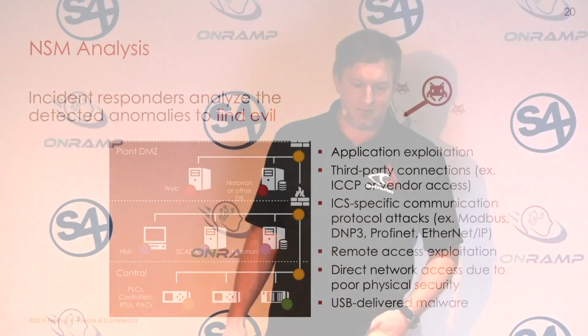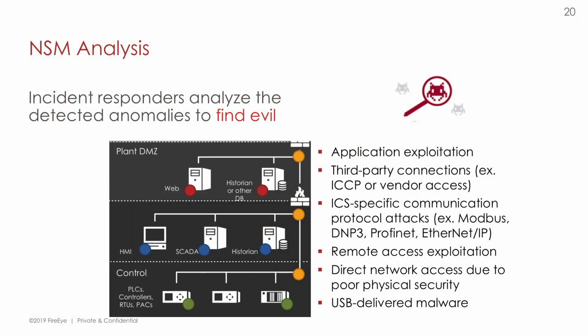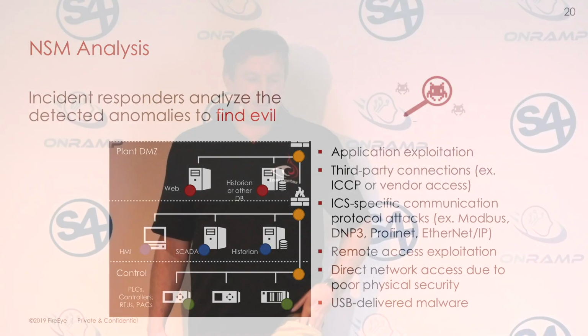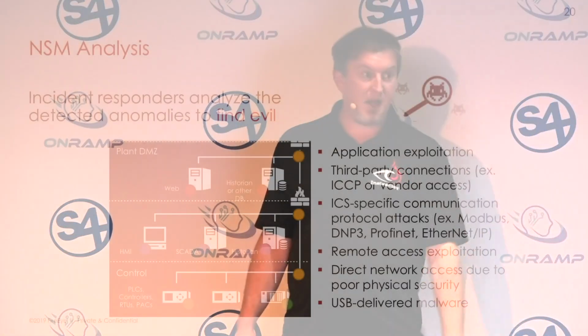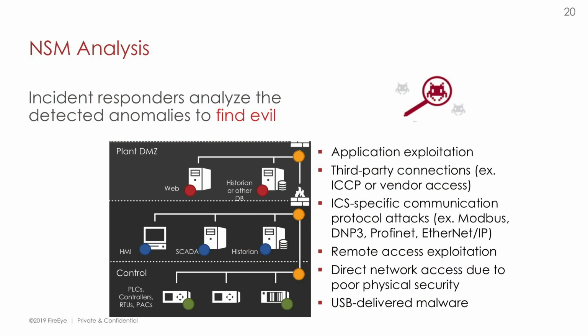Well, how do we go into the analysis phase? We've escalated it to incident response, and they're taking that anomaly and trying to find the evil or ways to do evil, looking for application exploitation, third-party connections like strange ICCP to vendors or other parties if you're in the electric sector, and ICS-specific communication protocol attacks, say someone fuzzing Modbus. I've seen this at a client. They had a public-facing Modbus service going, and it was being attacked with Modbus fuzzing. Nothing happened, but we saw the traffic that it was definitely malformed.